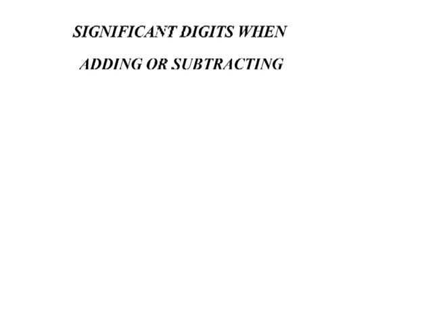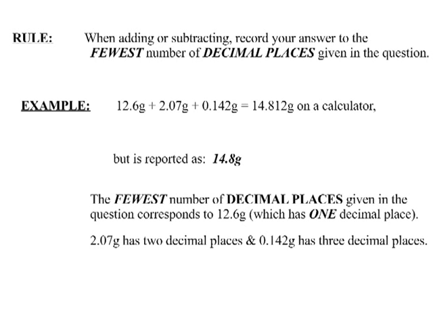Significant digits, when you're adding or subtracting, we have different rules for those. When you add or subtract numbers, we go with the fewest number of decimal places given in the question. In my example, the first number is 12.6 grams plus 2.07 grams plus 0.142 grams. My calculator will show 14.812 grams, but I do not record that as my final value because my final value should have the proper number of significant digits.